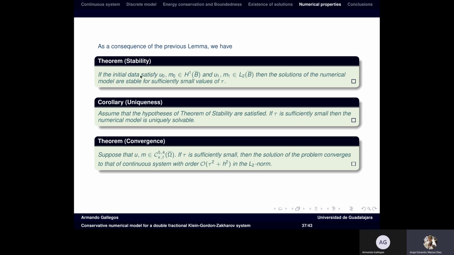Stability tells you that if the initial data are sufficiently regular, then the solutions of the numerical model are stable for sufficiently small values of tau. The same thing applies for convergence. For sufficiently small values of tau, the numerical solutions converge to the continuous solutions with convergence rate of second order in the L2 norm. Uniqueness, as you know, is a consequence of stability.